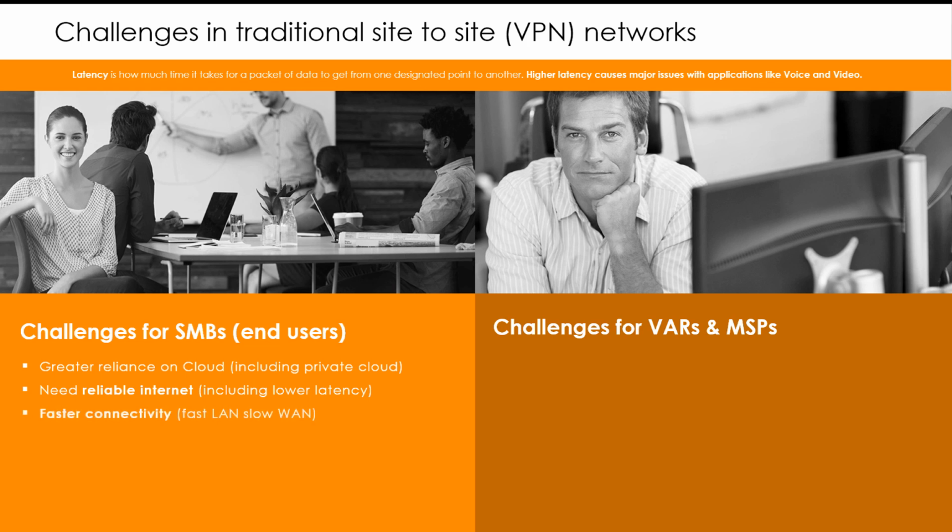We also have faster connectivity as a big challenge for SMB. Fast LAN today, as in 1 gig and even 10 gig LANs, even in SMBs, is quite common. But we have extremely slow WAN connectivity, i.e. internet connectivity. Often the end users are also looking for an increase in security.